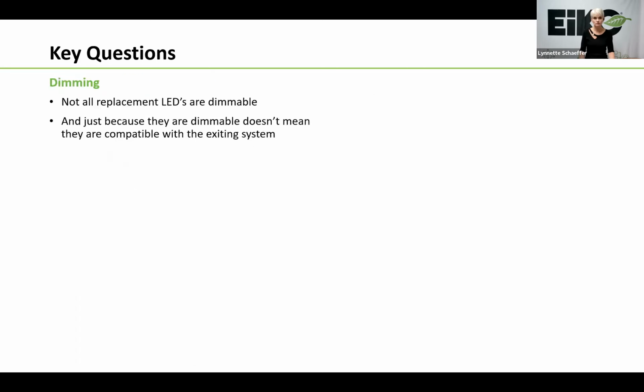All right, dimming, this is always a good one. So you must know if the LED lamp will be dimmed, because not all LED light sources are dimmable and not all work with existing dimmers. If the lamp is going to be dimmed, it's important to refer to the manufacturer's dimming guide for compatibility. You can visit EiKO.com and click on resources or refer to the spec sheet too.